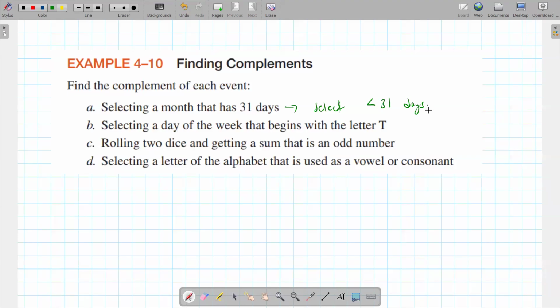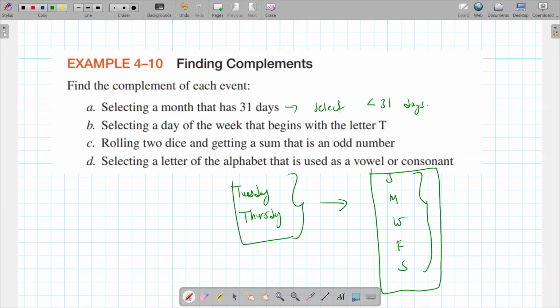Selecting a day of the week that begins with the letter T. So what's the complement? Selecting a day of the week that does not begin with the letter T. So what are the days that begin with the letter T? You have Tuesday and you have Thursday. So this is our original case. The complement event would be you can select Sunday, Monday, Wednesday, Friday, Saturday. So these five would be the complement event of this, okay?